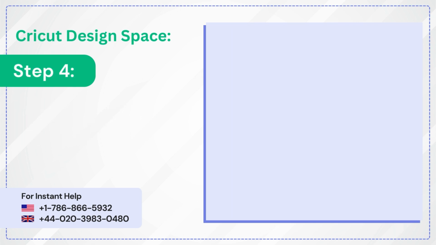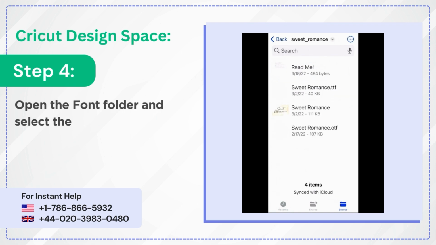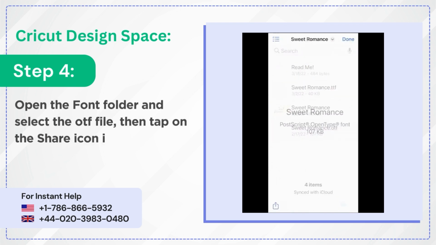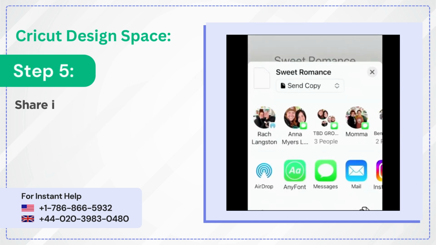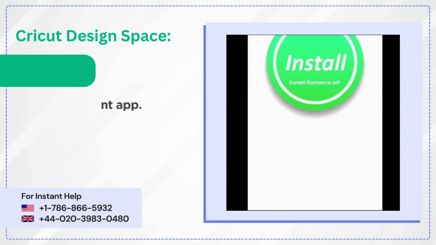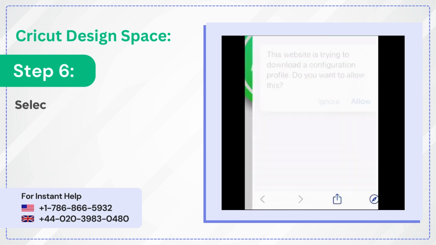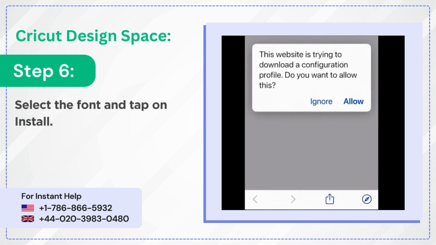Step 4. Open the font folder and select the OTF file, then tap on the share icon in the bottom left. Step 5. Share it to a font app. Step 6. Select the font and tap on Install.